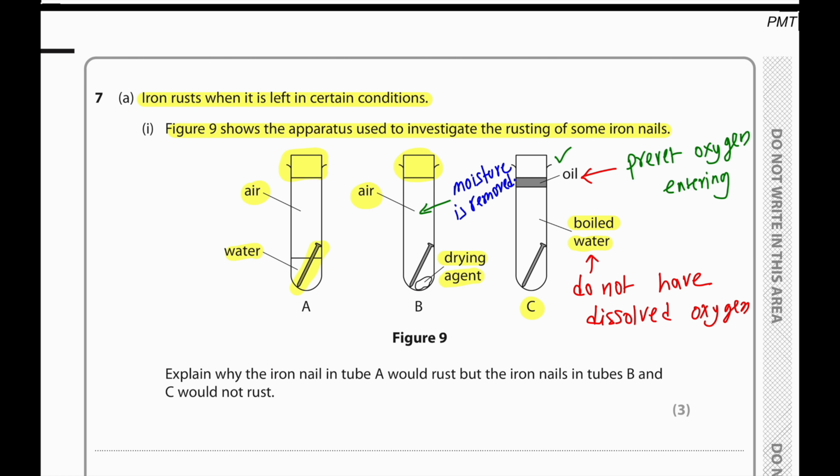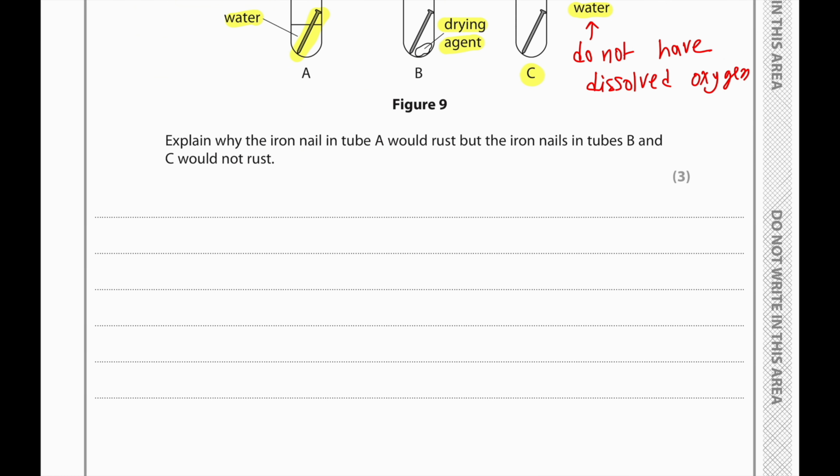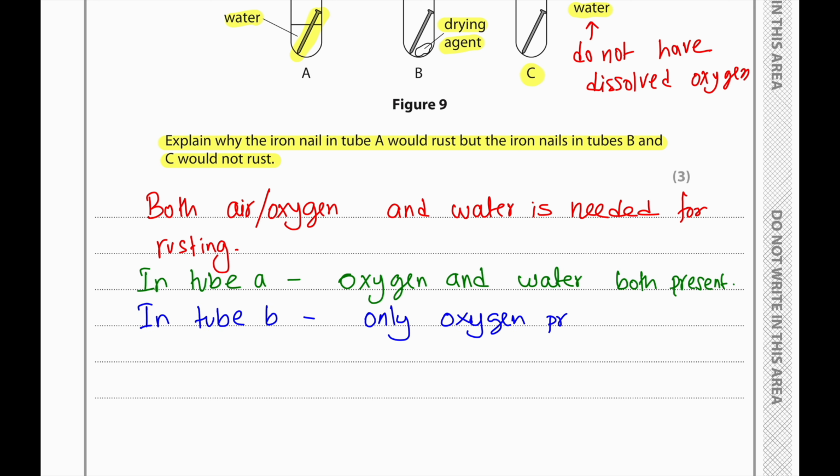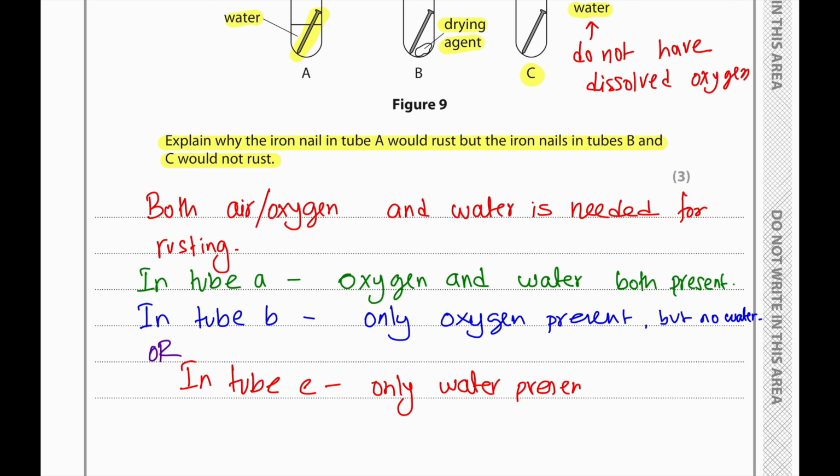In order for rusting to occur, both air, which basically means oxygen, and water need to be present at the same time. And the question says, explain why the iron nail in tube A would rust, but the iron nails in tube B and C would not rust. So, as said earlier, both air or oxygen and water are needed for rusting. Tube A has oxygen and water present, whereas in tube B, only oxygen is present but no water. In tube C, only water is present with the nail but no oxygen.